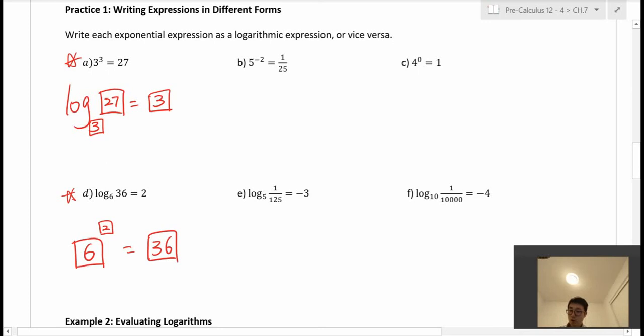I'll let you do the other 4 and see if you can write them in the different form. Change exponential form into log form, and log form into exponential. I'll let you try that. Good luck.